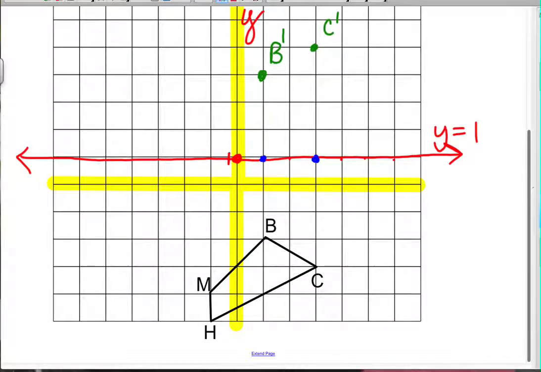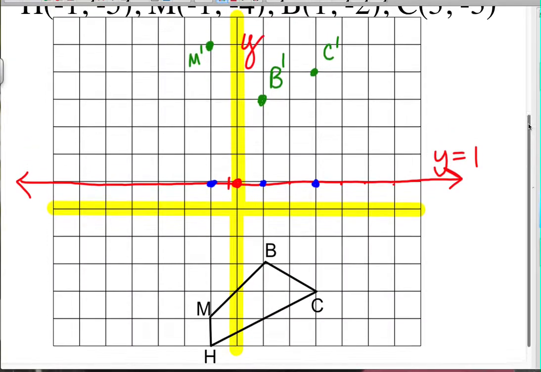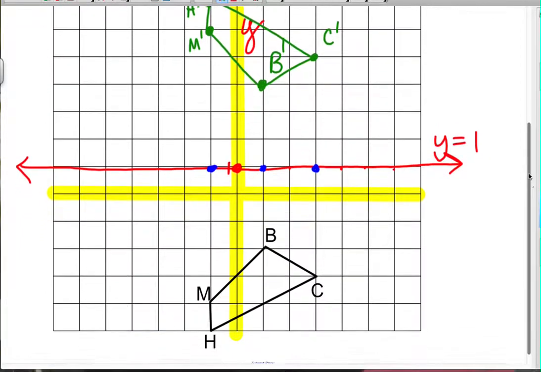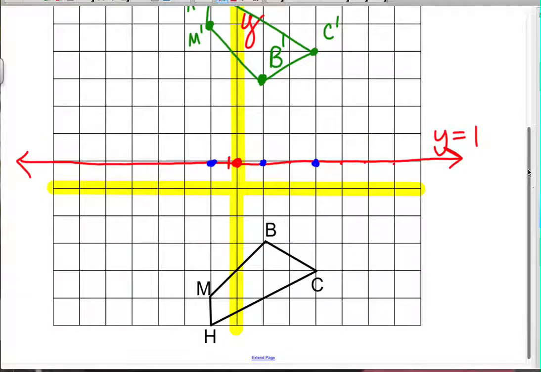Again, focusing on the red line, let's look at M. So from here, M is down 1, 2, 3, 4, 5. So M is now going to be up 1, 2, 3, 4, 5. This will be M prime. And from the red line, H is down 6. So H needs to be up 6 up here. H prime. Connect all your new vertices, and there is your new image. It has been reflected across the line where y equals 1.